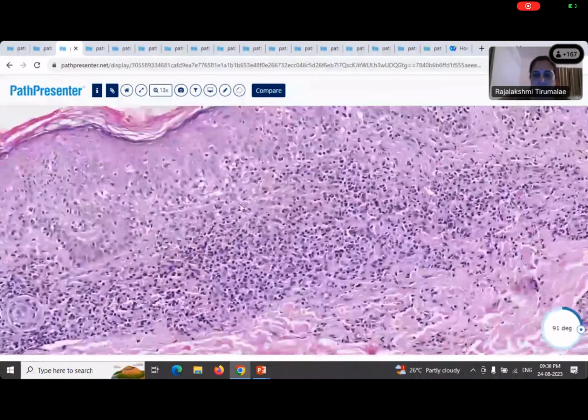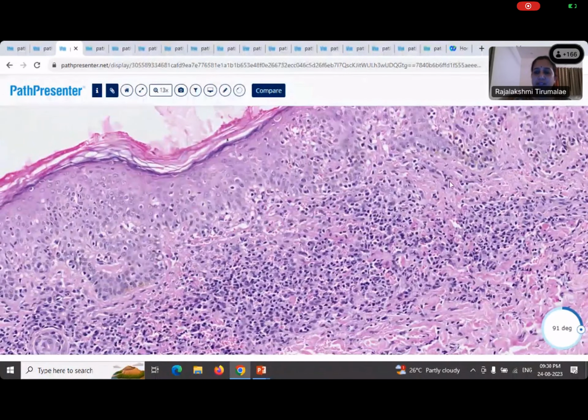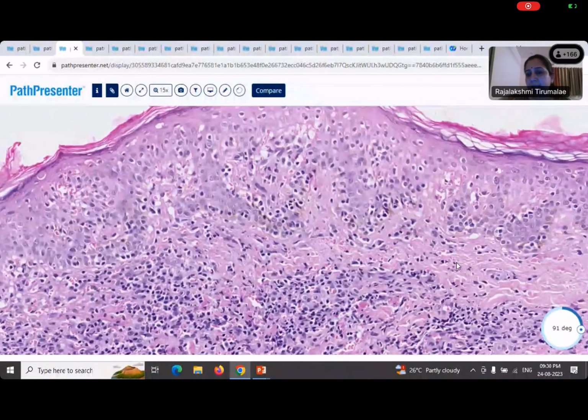Are you seeing basal vacuolar alteration? Are you seeing necrotic keratinocytes? Are you seeing intracellular edema? No, right? You're not seeing any of those changes. But what are you seeing? You're seeing a lot of lymphocytes. And is there any pattern in which they're arranged?